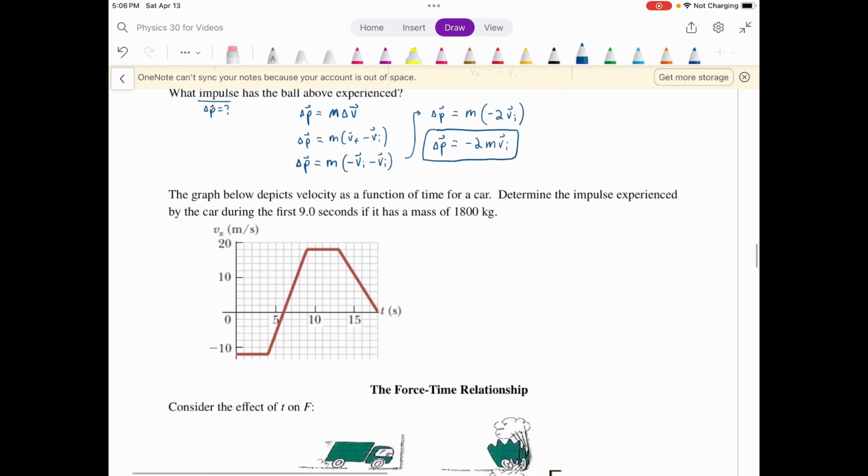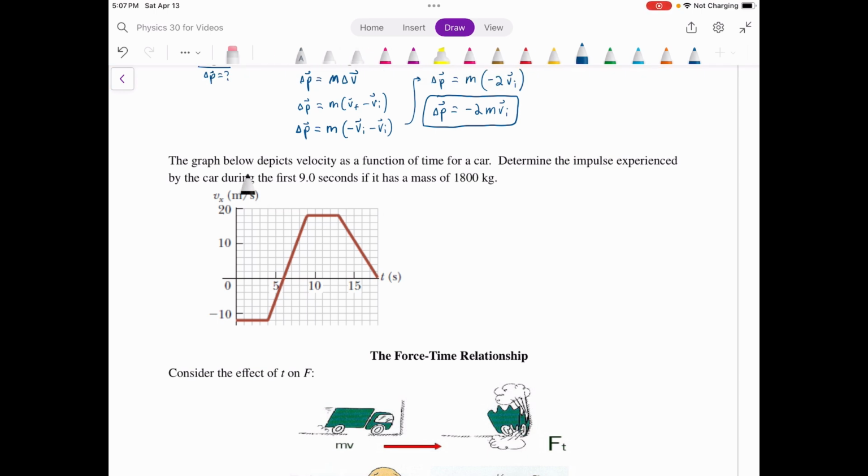Ooh, a graphical analysis one. Let's give it a shot. So the graph below depicts velocity as a function of time for a car. So this is showing us how the car's velocity changed as time went on. Determine the impulse experienced by the car during the first 9 seconds if it has a mass of 1,800 kilograms. Okay, so that's its mass. Now, it happened during the first 9 seconds. So let's just think about this. Let's let the equation tell us what to do, right?